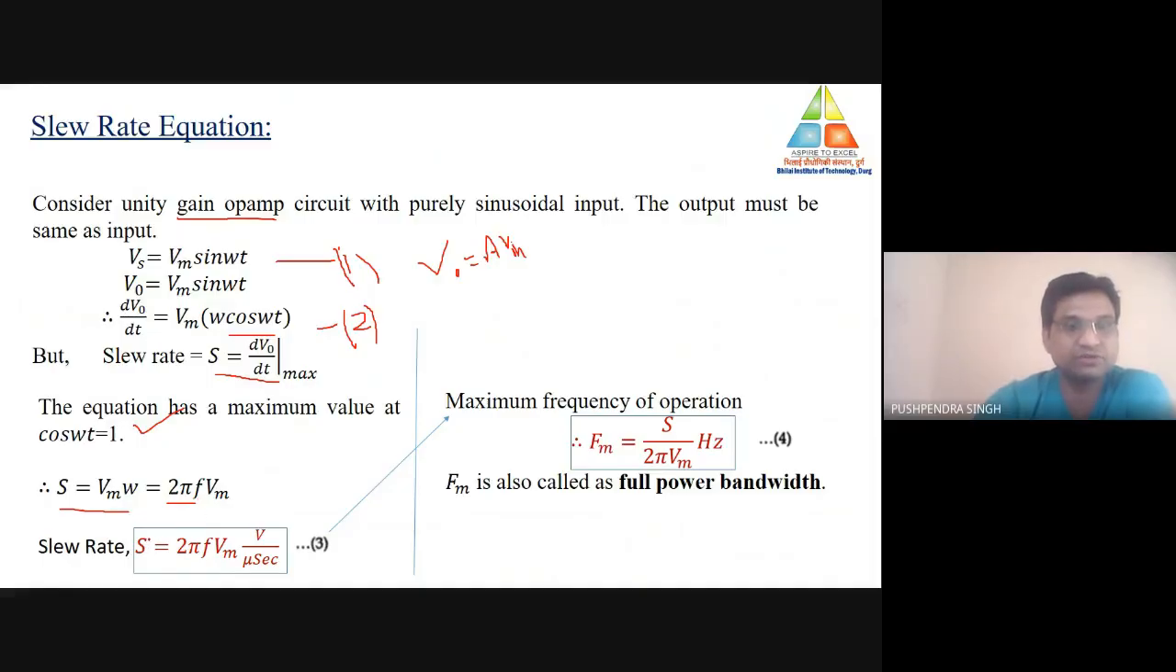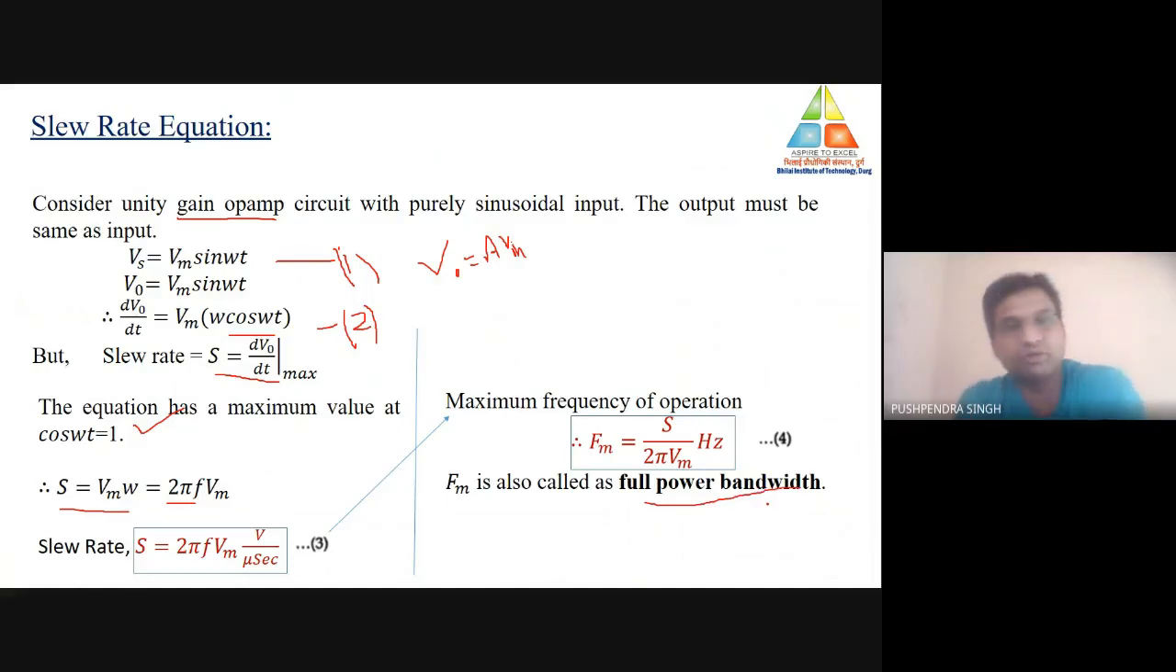What is slew rate? S is equal to 2 pi f into Vm volts per microsecond, where volts per microsecond is the unit of the slew rate. So you may also use equation number 3 for the calculation of slew rate when the value of frequency and maximum voltage is given. From equation number 3, we may also calculate the value of maximum frequency. So what is the value of f? f is equal to S divided by 2 pi Vm. That is called the maximum frequency. It is also called the full power bandwidth.